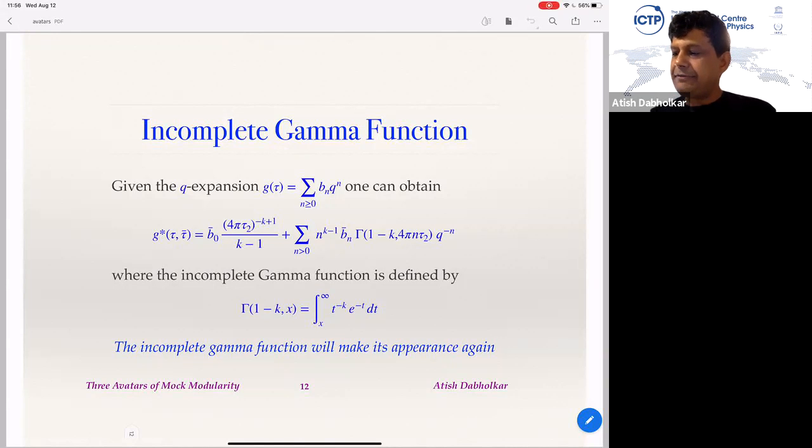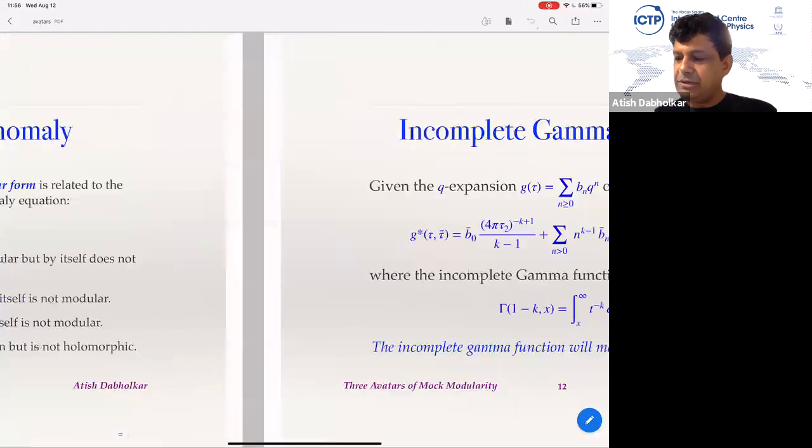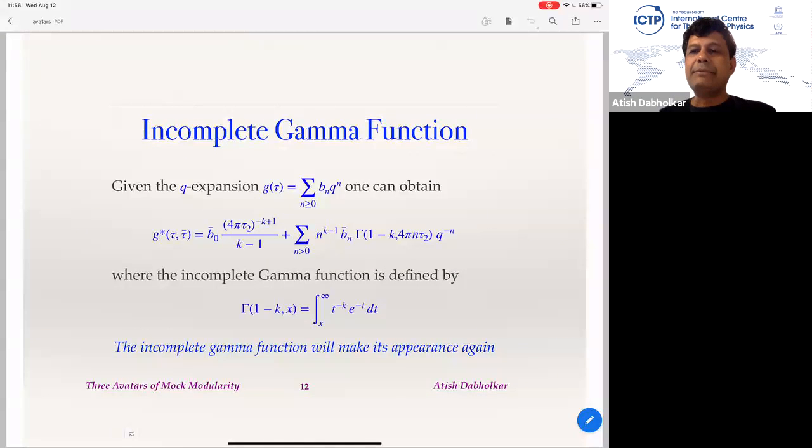And this incomplete gamma function appears here simply because if you take this del by del tau bar derivative, you'll pick out the right powers of t to the power k and e to the minus t. That's why it comes. So if you're trying to invert this operator del by del tau bar, you'll naturally be led to the incomplete gamma function.